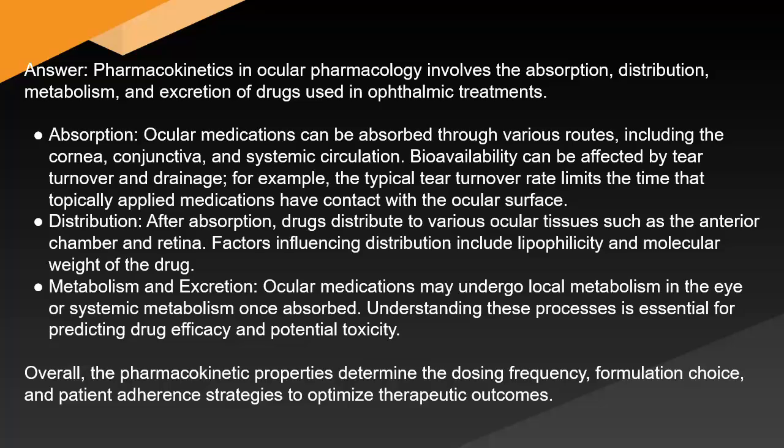Metabolism and excretion. Ocular medications may undergo local metabolism in the eye or systemic metabolism once absorbed. Understanding these processes is essential for predicting drug efficacy and potential toxicity. Overall, the pharmacokinetic properties determine the dosing frequency, formulation choice, and patient adherence strategies to optimize therapeutic outcomes.